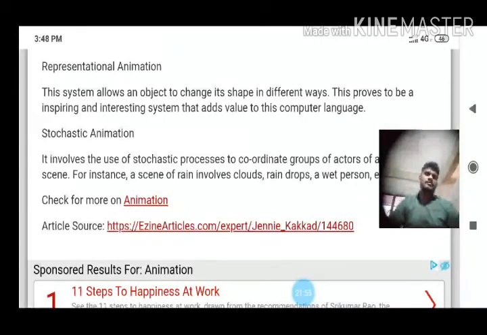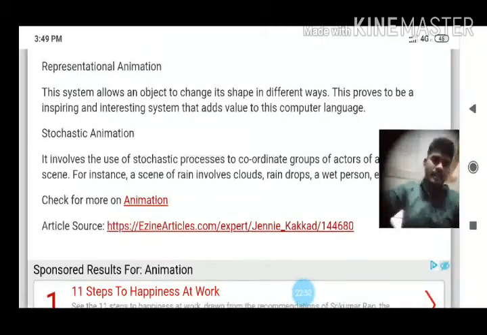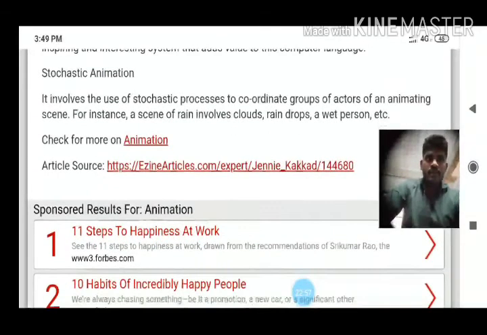What is the actual meaning of animation? Here, particularly in this representational system, it allows the actor, or the object, to change its shape. Simple. Then a cycle becomes a bike, a car becomes a lorry, becomes a ship, becomes a boat, becomes a launch. So here object shapes are changing, and this proves to be an inspiring, interesting system that adds value to the computer language. This type of system is called a representational system.